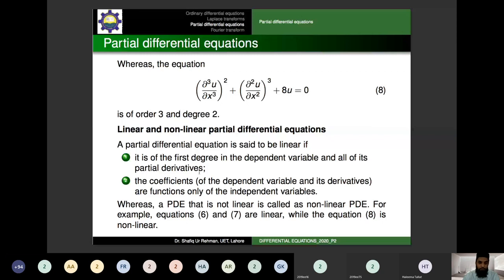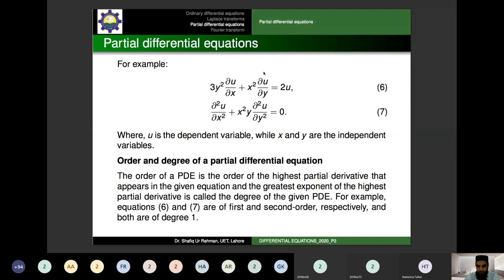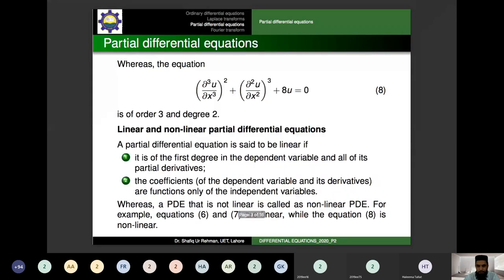The second criterion: the coefficients of the dependent variable and its derivatives are functions only of the independent variables. You see that in this example, the coefficient of partial u upon partial y is a function of the independent variable. The coefficient is again an independent variable. What about the coefficient in this case? The constant could be taken as a function of x, or a function of y, like x raised to power 0 is 1, y raised to power 0 is 1. So again, keep an eye.